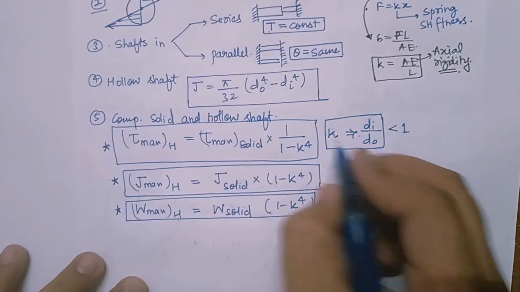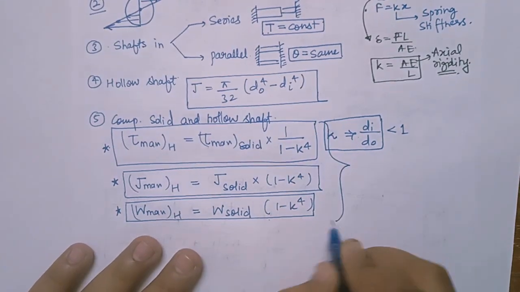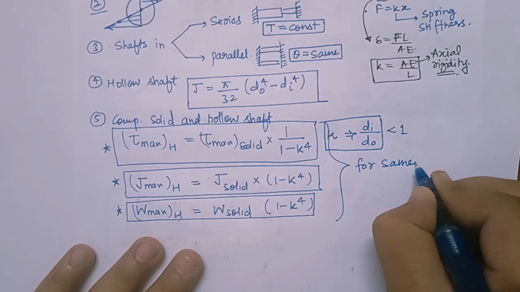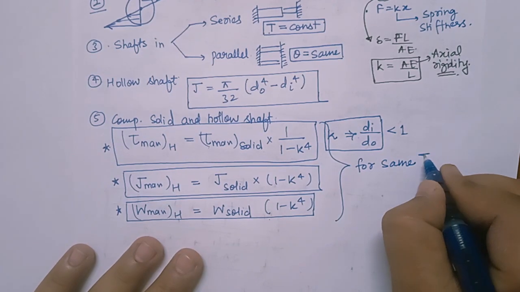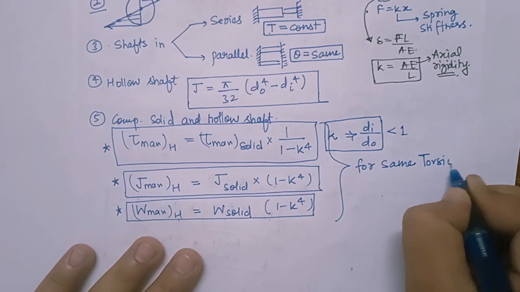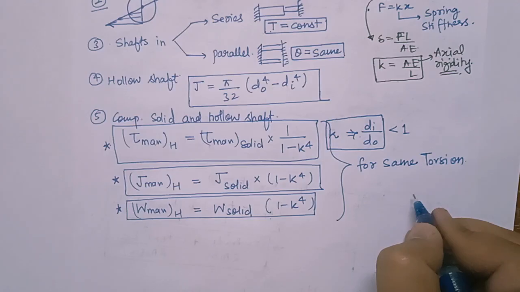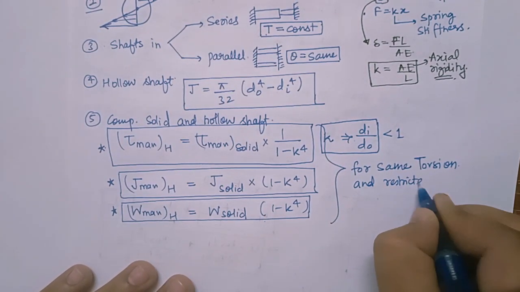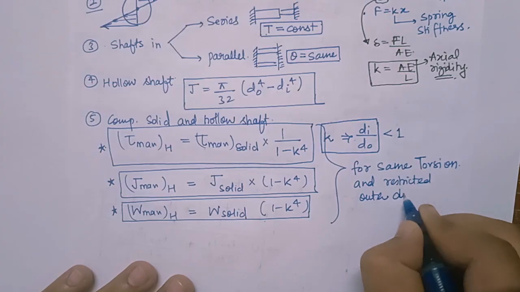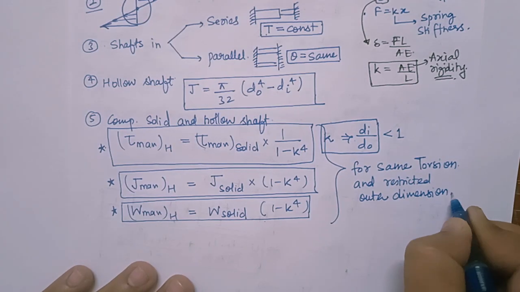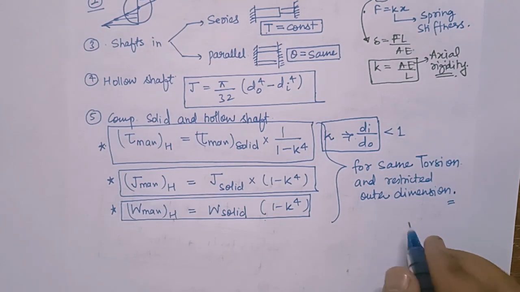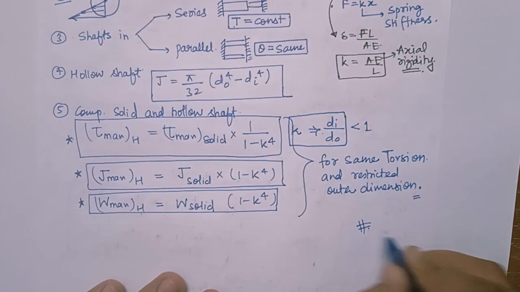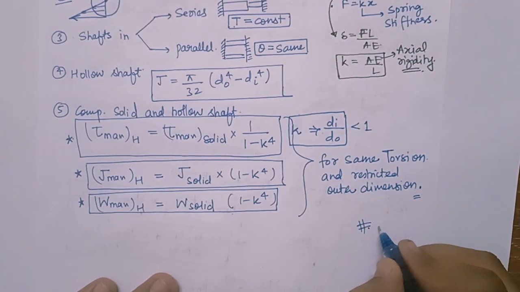But remember one important point, that all these comparisons are done for the same torque, torsion, and restricted outer dimension. Otherwise the formula will change if this condition is not valid. So that's all from chapter 3. And you can do more practice of questions. Thank you.